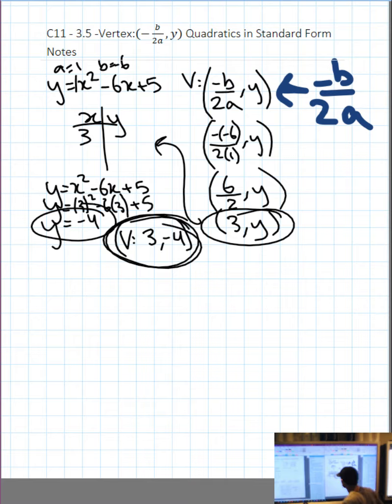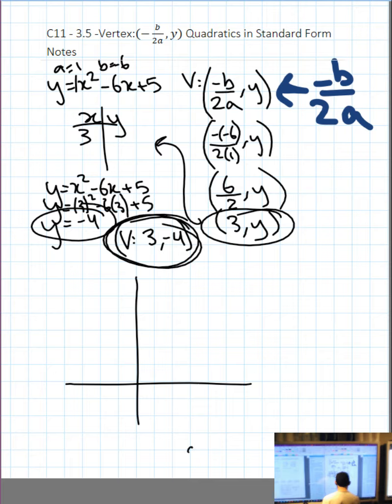So that's finding the vertex using the formula negative b over 2a. Or, do all the substitutions of the values in a table and figure out the vertex by the bottom point. Either way, let's draw this graph. 3, negative 4 is there.